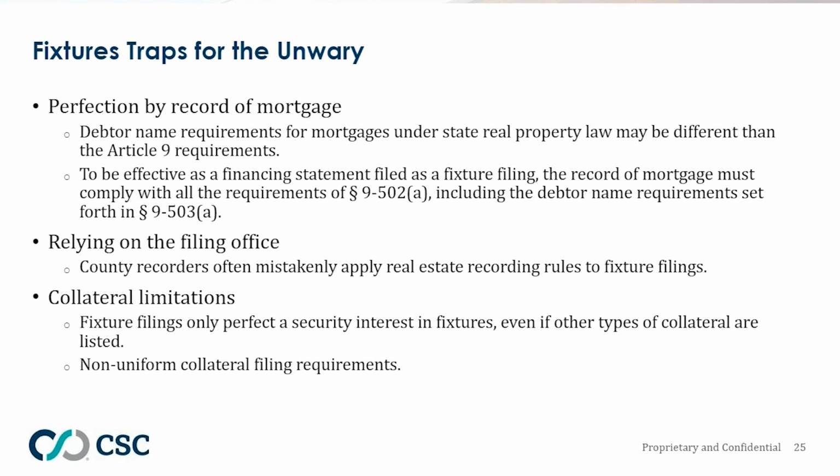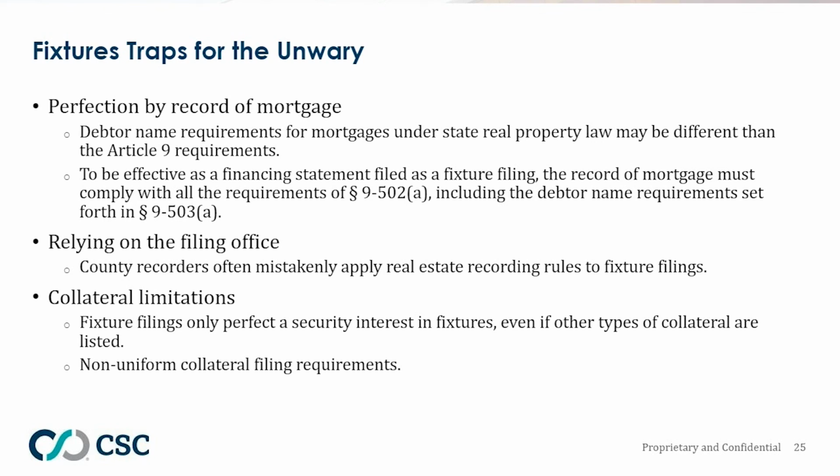Moreover, a record of mortgage can serve as a security agreement for other types of collateral, like fixtures, or not fixtures, of course fixtures, but accounts and inventory and equipment, things like that. It can serve as a security agreement, but that type of collateral requires filing at the central filing office of the state where the debtor is located, not in the real estate records. Also, bear in mind there are some non-uniform collateral filing requirements. For example, in Georgia, a security interest in growing crops generally has to be perfected by filing in the real estate records, not in the central index, as would be the case in other states.